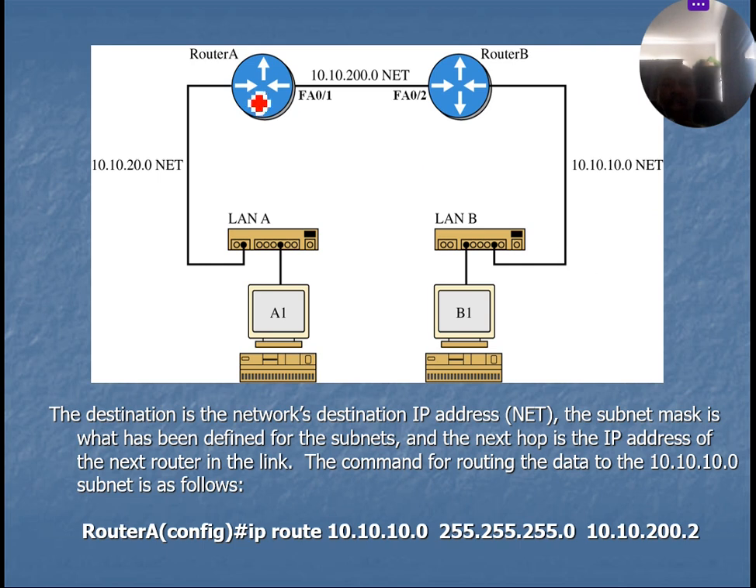So from this router A, which one is the next router that the data packet will be forwarded to? So which is this one? So this is the next hop. This is what you write for the next hop. Now let's take a look at an example.